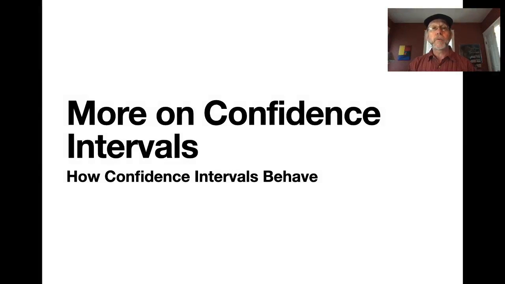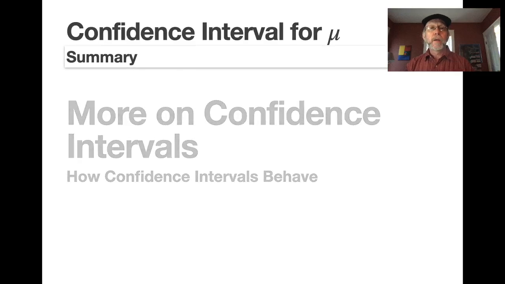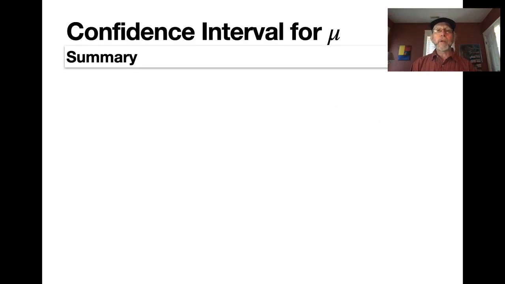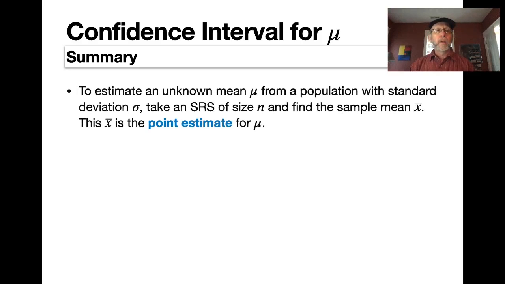How confidence intervals behave. Let's begin with a quick summary of what we know about confidence intervals up to this point. To estimate an unknown mean mu from a population with standard deviation sigma, we take an SRS, a simple random sample of size n, and find the sample mean x bar. This sample mean is what we know as the point estimate for mu.